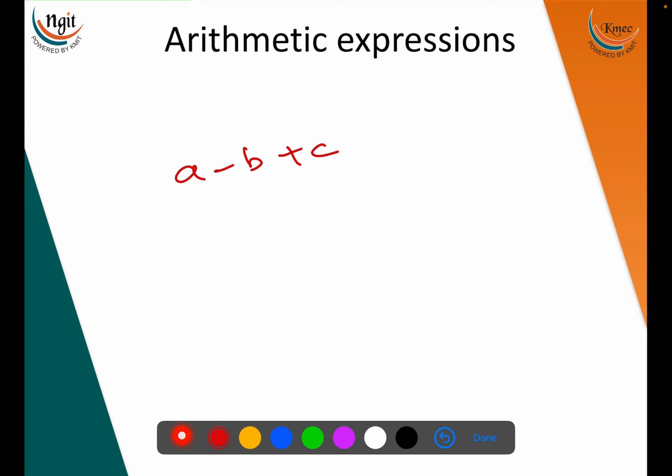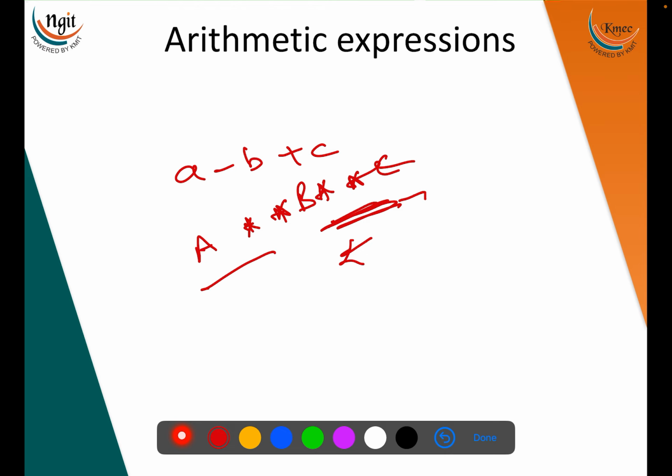If you write exponential in Fortran and Ruby, which is A exponential B exponential C, exponential in Fortran and Ruby is right associative. So in the expression, the right operator is evaluated first. In Ada, exponential is non-associative, which means that the expression A exponential B exponential C is illegal.